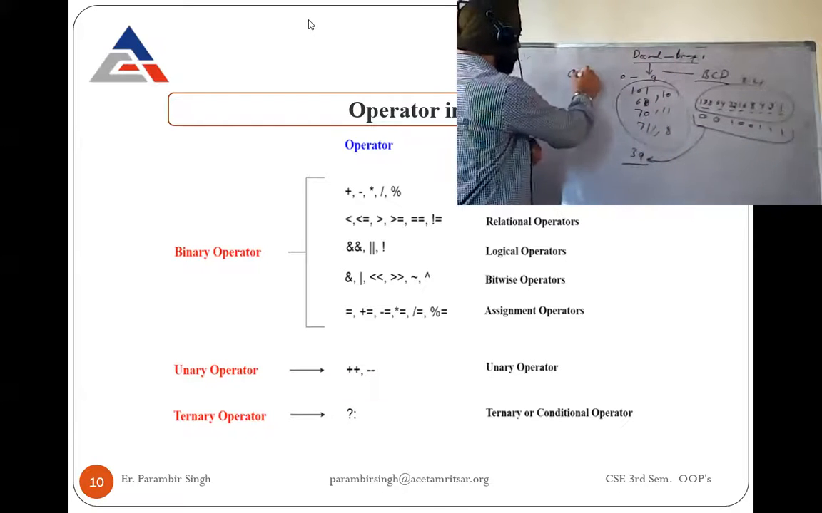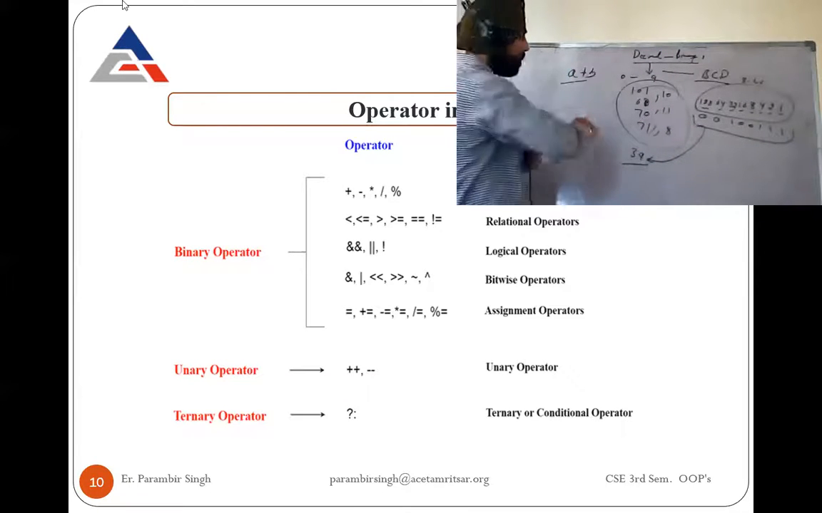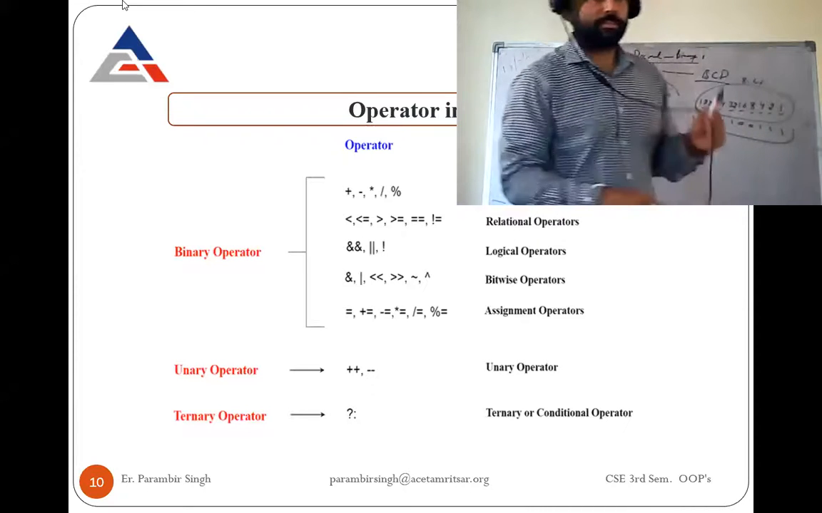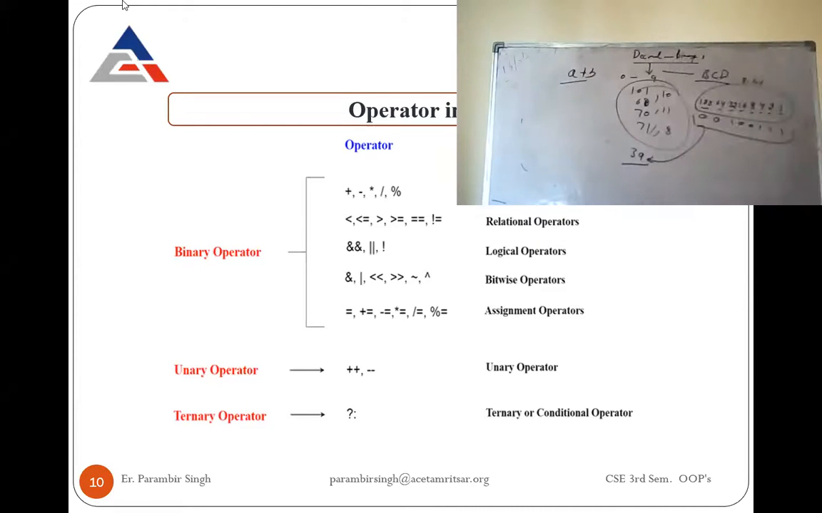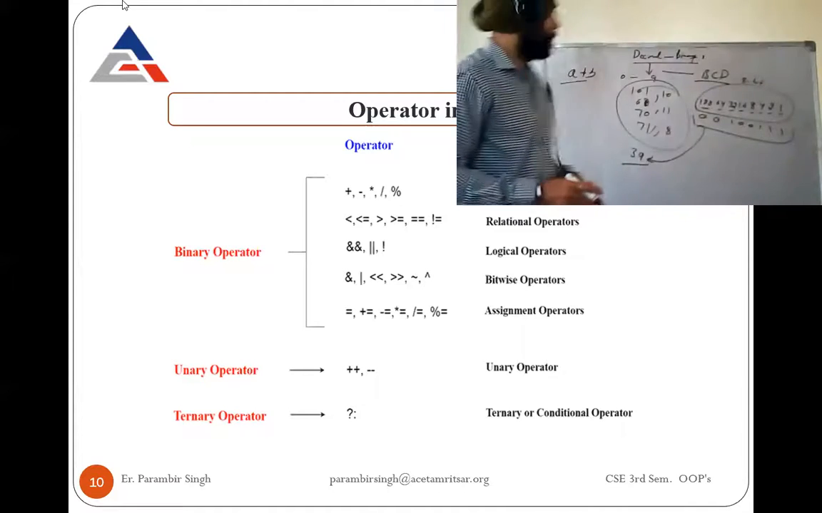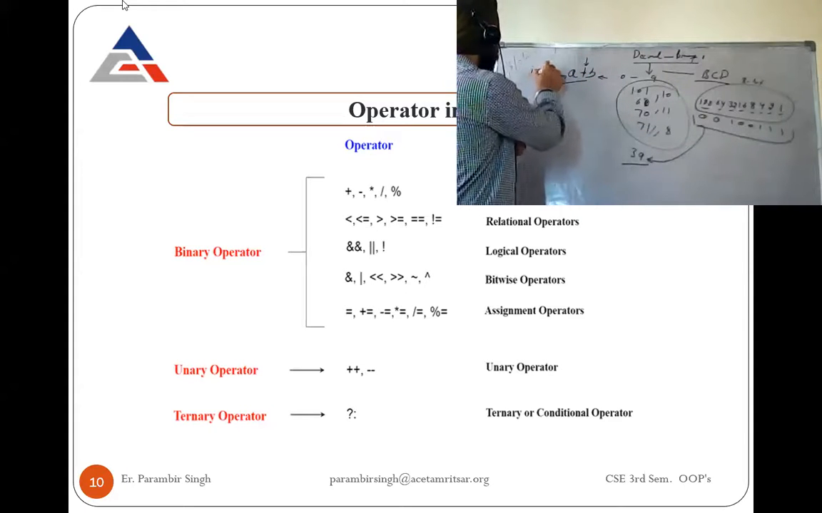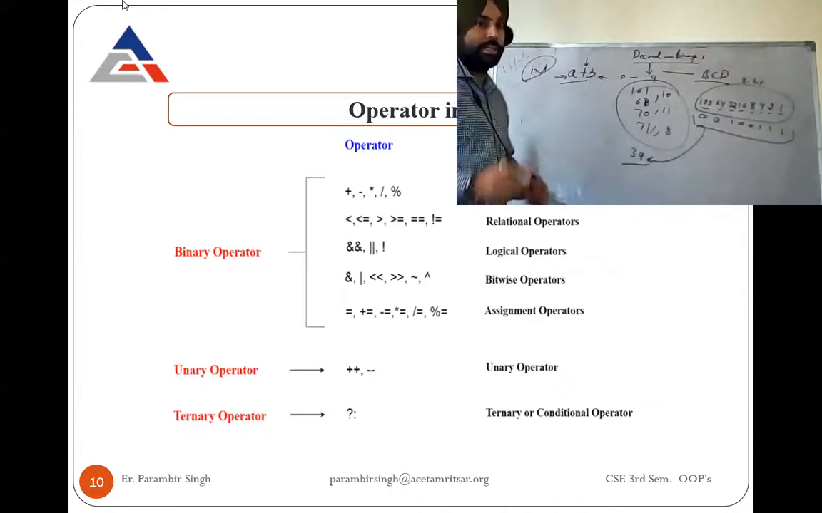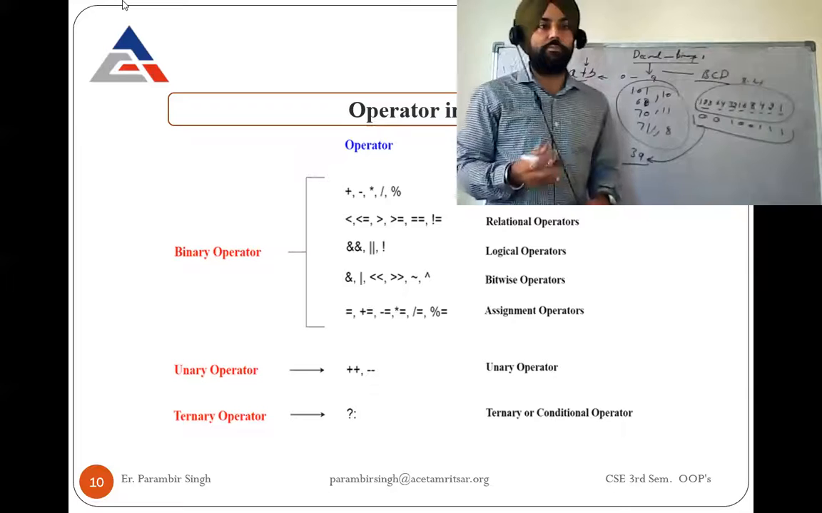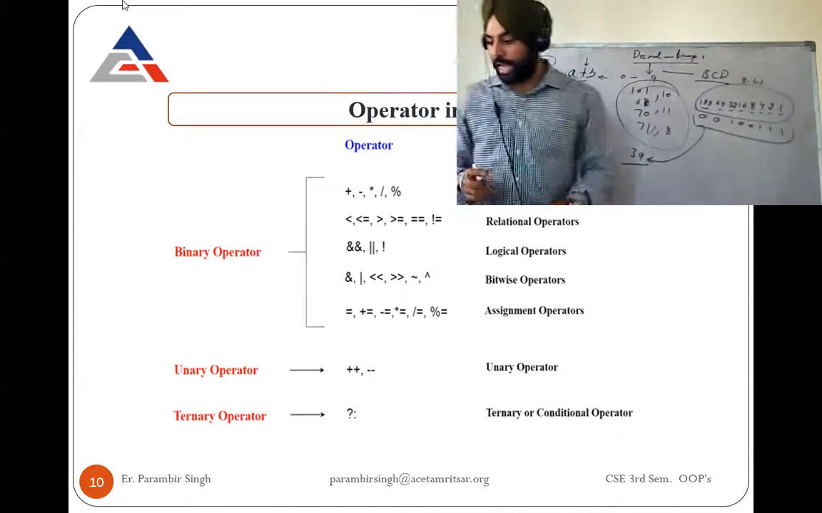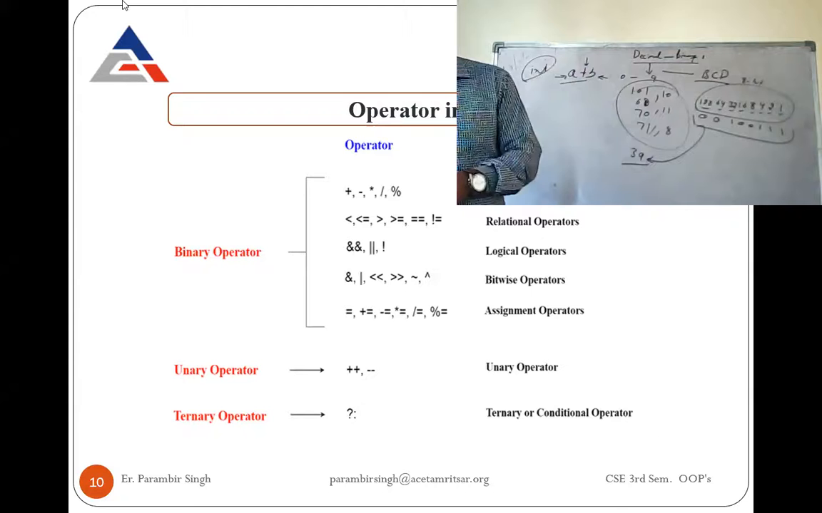Next, we have different operators, because if we want to add two numbers, a plus b, in that case we have an operator and operands. We must also have data types, whether we are using integer type or float type. So this is an operator. We have three different types of operators.